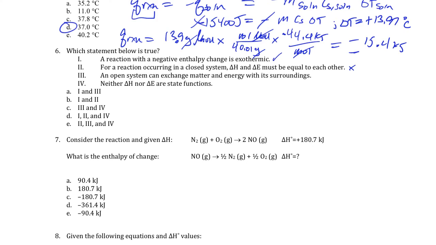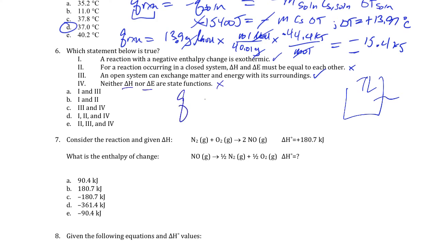An open system can exchange matter and energy with its surroundings. That is the definition of an open system. It's just an open container, a beaker, so you can exchange heat and matter with the surroundings. And then neither delta H nor delta E are state functions. That is wrong because they are both state functions. So these are both state functions.